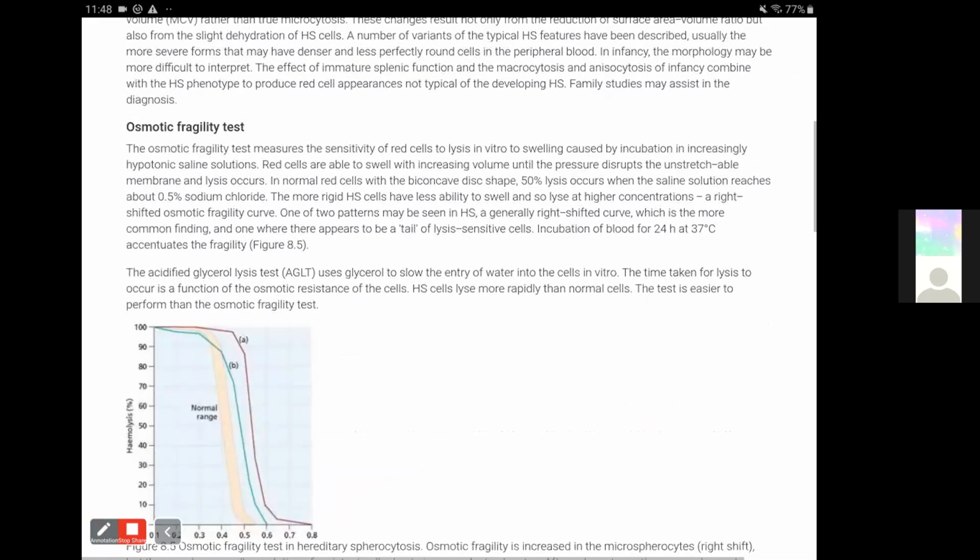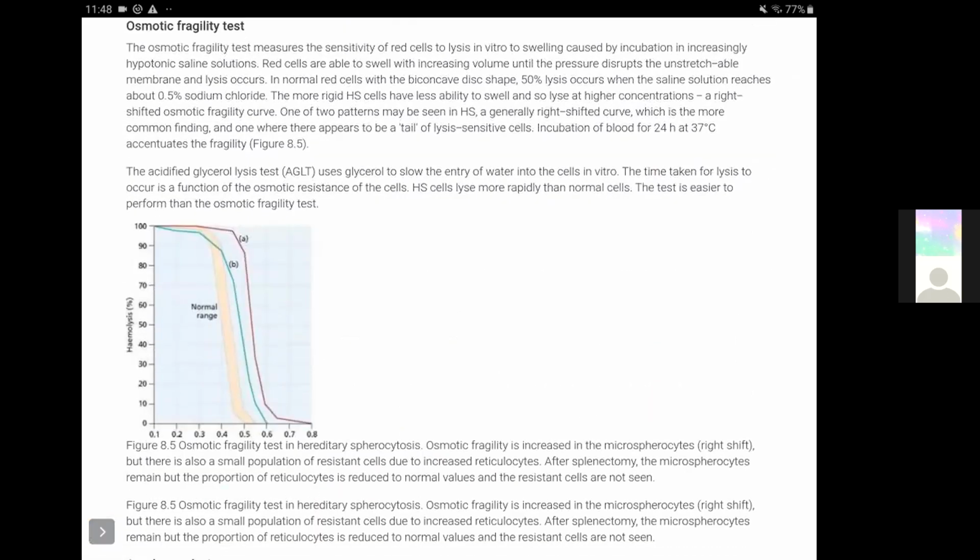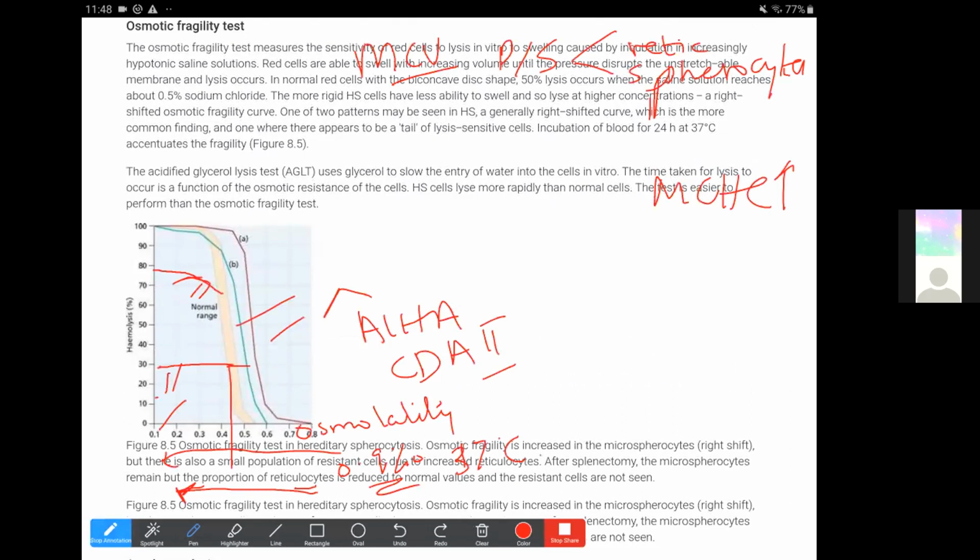Based upon this peripheral smear, these two types of cells are seen, retics and spherocytes, and these are prominent even on this graph. The spherocytes will lyse earlier, but the retics will resist lysis and form this tail of resistant cells. After splenectomy, this tail of resistant cells goes away, so all the cells reach 100% lysis earlier.